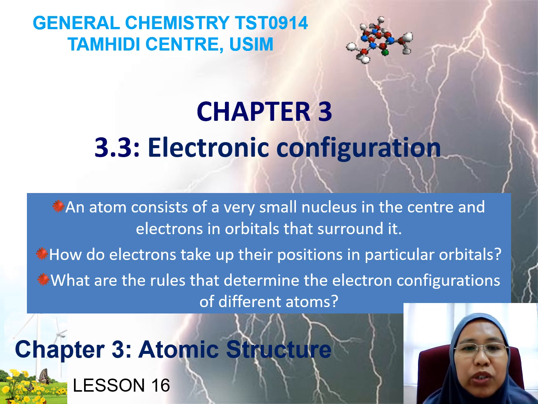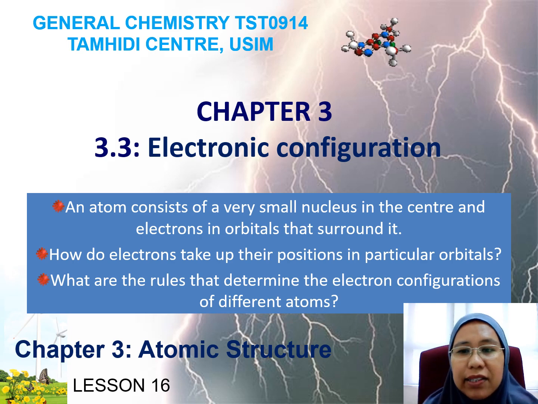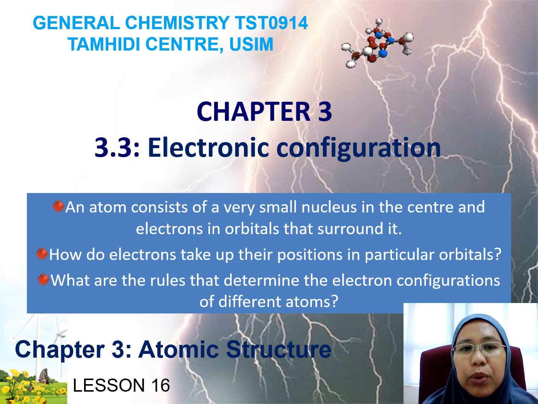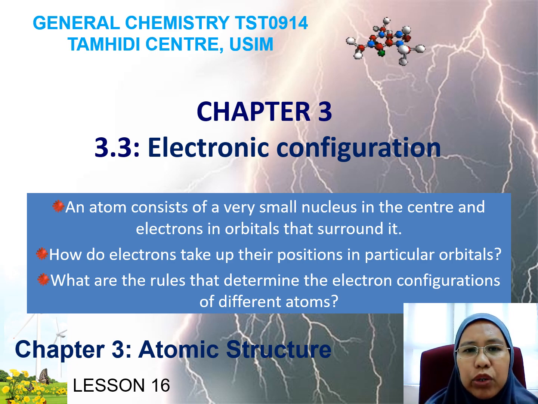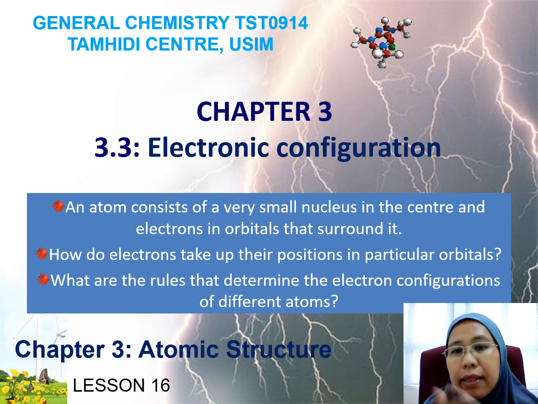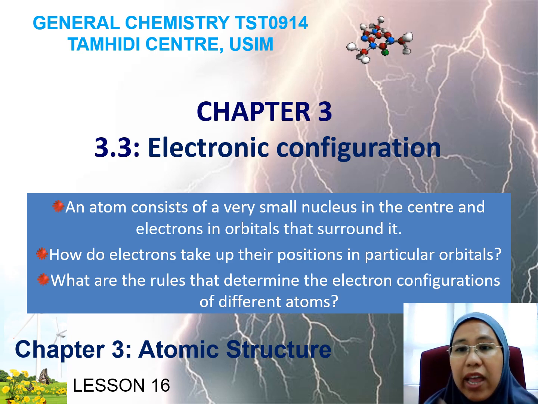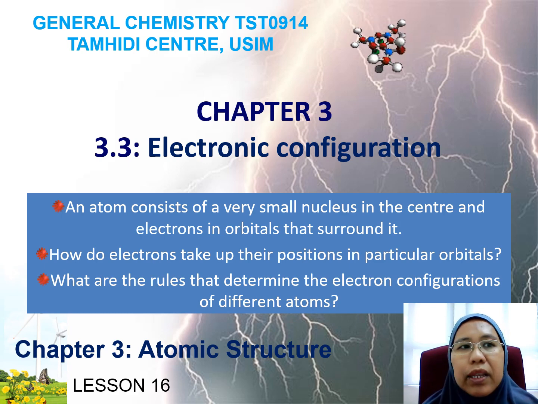We are going to continue our lesson 16 of chapter 3, atomic structure. Before this, we've learned how to draw the orbitals of electron. But today we're going to learn how electrons take up their position in a particular orbital, and are there any rules regarding their positions?